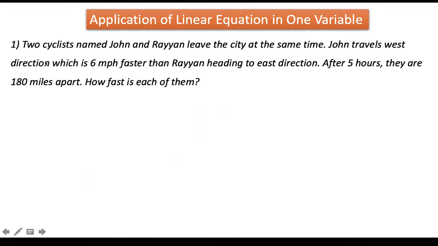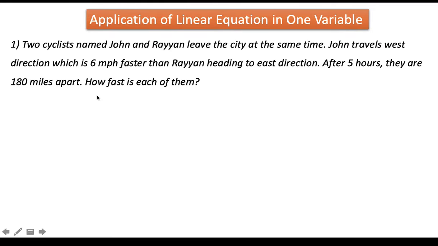Application of linear equation in one variable. Given two cyclists named John and Ryan leave the city at the same time. John travels west, which is 6 miles per hour faster than Ryan, heading east. After 5 hours, they are 180 miles apart. How fast is each of them?